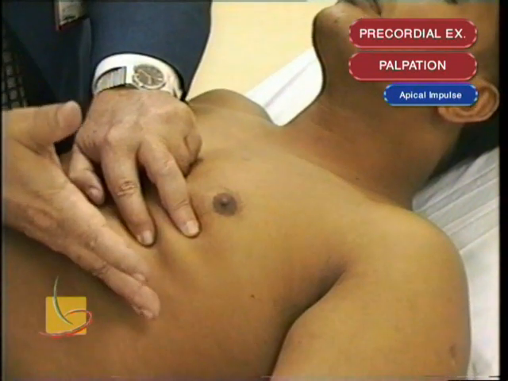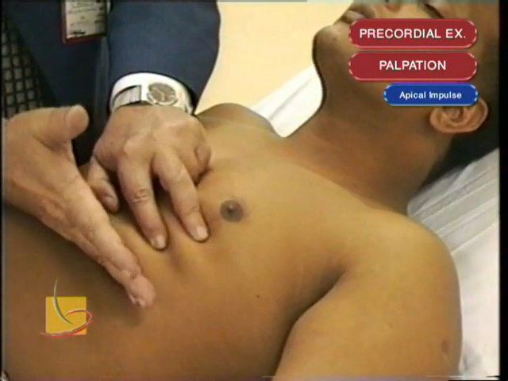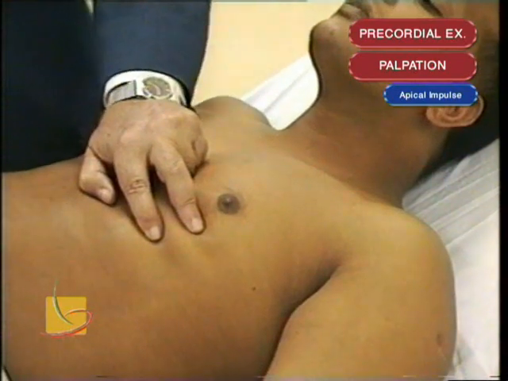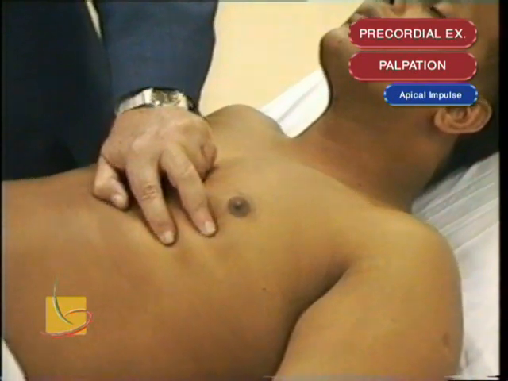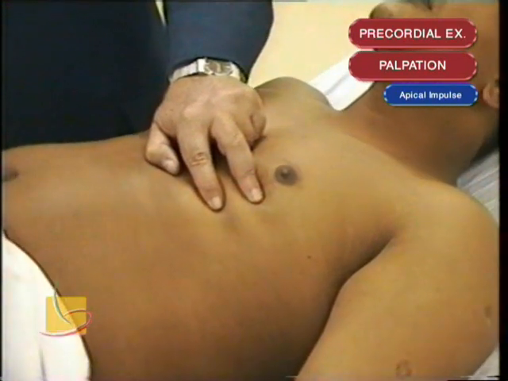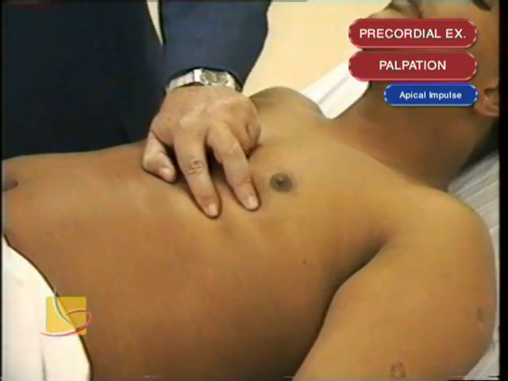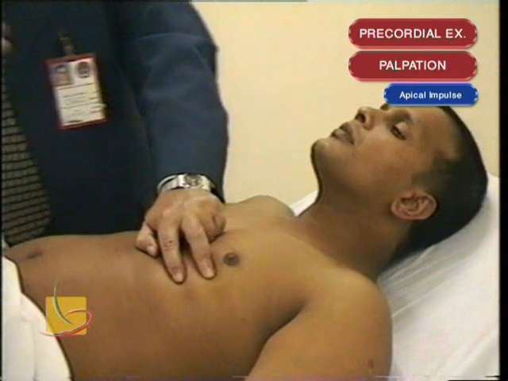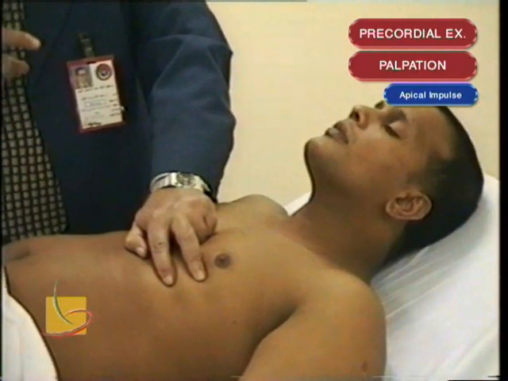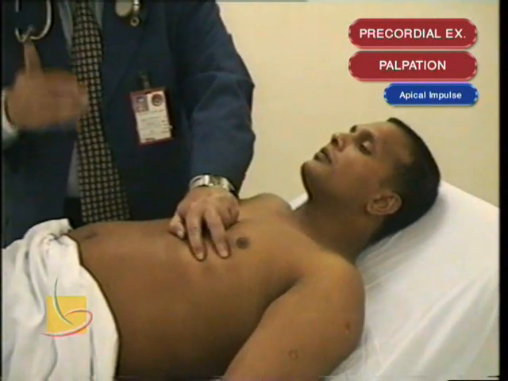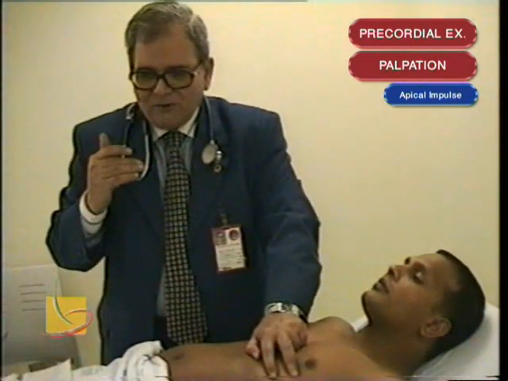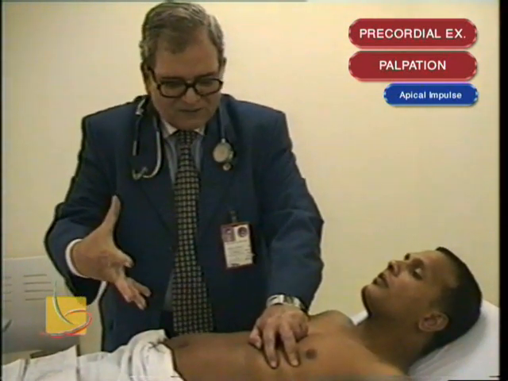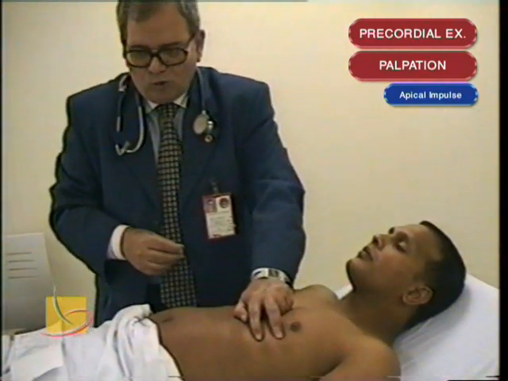If it is displaced to the sixth space, it will be displaced downward. If it is displaced in the sixth space and lateral to the mid-clavicular line, we call it displaced laterally and downward. And displacement of the apical impulse means that there is cardiomegaly. And cardiomegaly here is usually due to left ventricular dilatation, left ventricular enlargement, and not due to right ventricular enlargement. As we know, the apical impulse is made mainly by the apex of the left ventricle. So if the left ventricle is dilated, the apical impulse will be shifted outward, downward, or both.